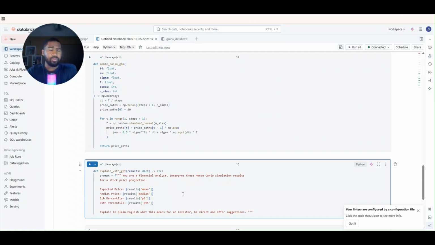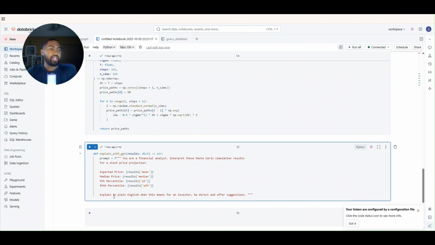So you are a financial analyst. Interpret these Monte Carlo simulation results for a stock price projection. Expected price with results, mean, median, 5th percentile, 95th percentile. Explain in plain English what this means for an investor. Be direct and offer suggestions.